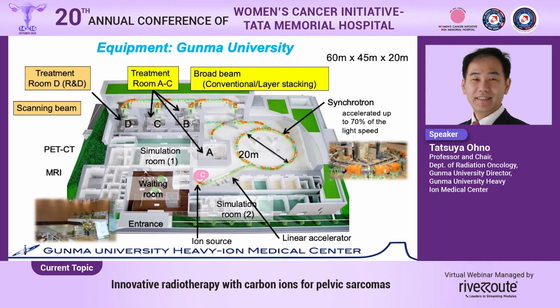This slide shows inside of the building. Our facility is 60 meters by 45 meters. We have 3 treatment rooms for patient treatment and 1 for biology and physics research. Carbon ions are produced at ion source and are accelerated up to 70% of the light speed. Then beams are delivered to each treatment room. The color of the machine was designed according to the sunshine, forest, and water in Gunma.